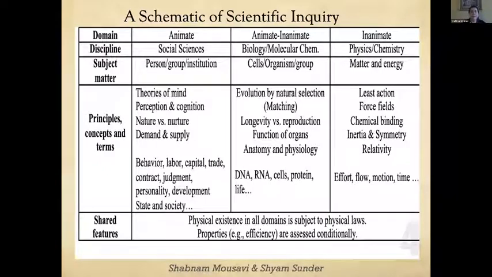So in the big picture, when we look at scientific inquiry, and we want to go from animate to inanimate, or the other way, here, because we're social scientists, both myself and my co-author, who came from engineering to economics and social sciences, when you look in terms of subject matter and principles, for social sciences we're looking at people, groups, institutions, firms. For midway, biology and molecular chemistry, we're looking at cells, organisms, and again, groups in another form.